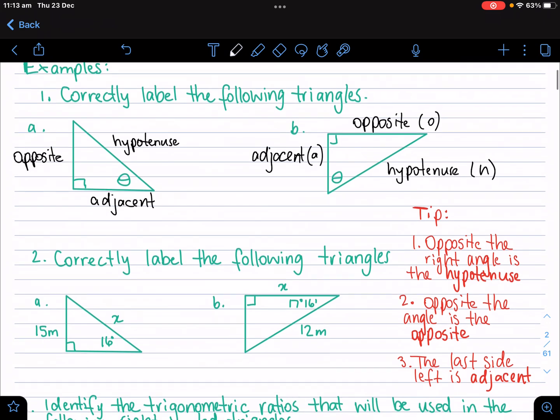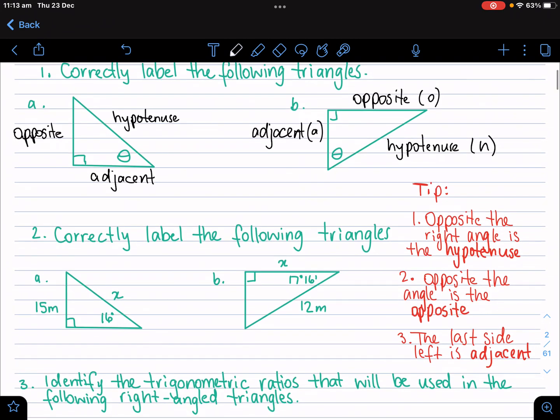Now with example 2, it says correctly label the following triangles. But in this case, I only want to label the elements that are noted on the triangle or given. So I have an angle there. That's the angle there. It's 16 degrees. Now opposite the right angle is always hypotenuse. So x is hypotenuse. Opposite the angle is always opposite. So the 15 meters is opposite. Now I don't need to worry about adjacent here because nothing's given there. But that is the adjacent side if you really needed to know.